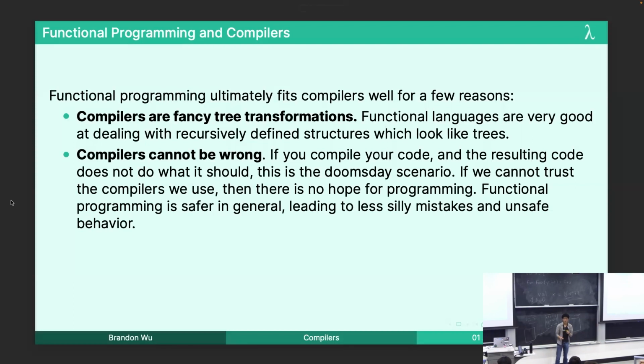And also, compilers cannot be wrong. The day that a compiler is wrong, society shuts down, and I swear to God, there should be no programmers left. If you compile your code and you can't trust it, that is the doomsday scenario. No hope at all. Society is done. So we've got to write a compiler that works.